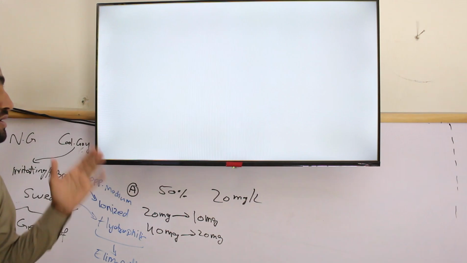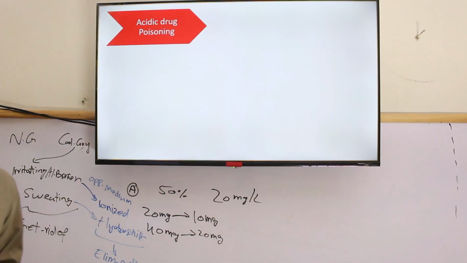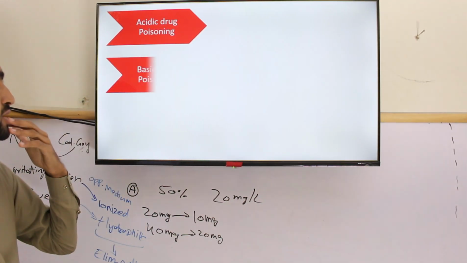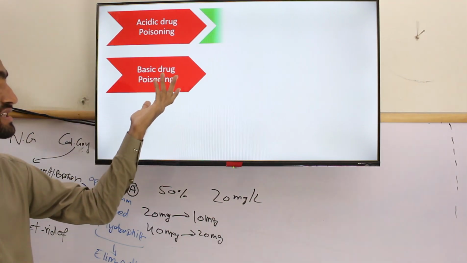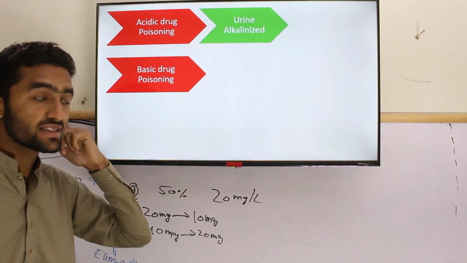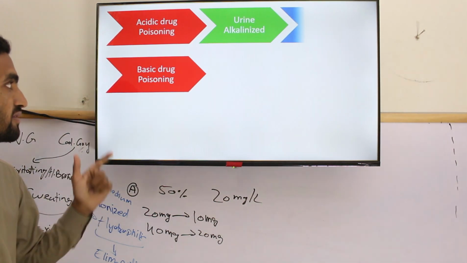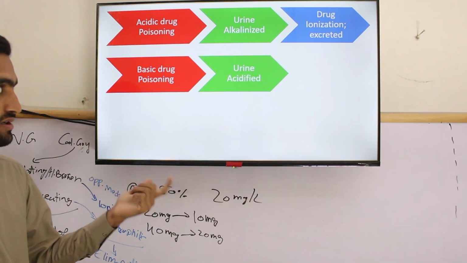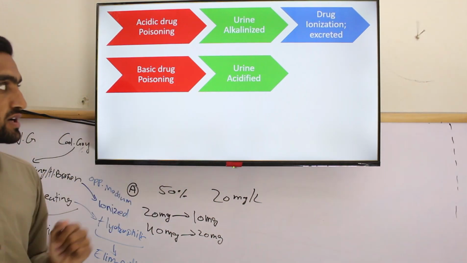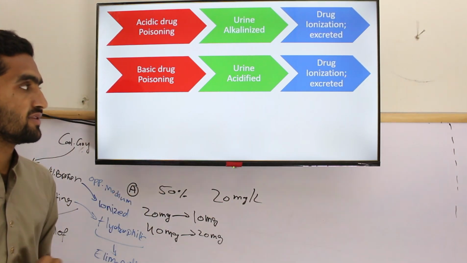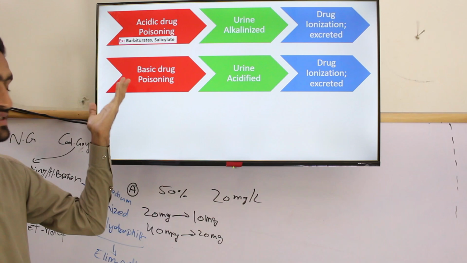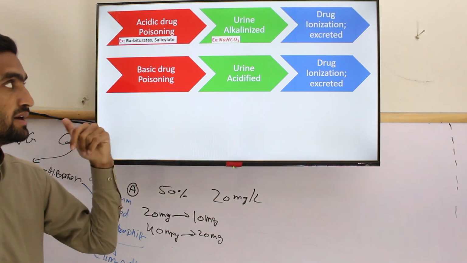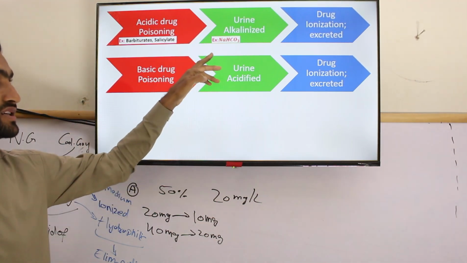It's very easy. We can use this elimination concept in drug poisoning. For example, if you have acidic drug poisoning, meaning an overdose of an acidic drug, change the medium. You should alkalize the urine, because the acidic drug is ionized and finally excreted. If basic drug poisoning occurs, what do you have to do? Acidify the urine, and the drug will be ionized and finally excreted. For example, barbiturates or salicylates are drugs, just for example. In this condition, we can alkalize the urine by giving sodium bicarbonate.